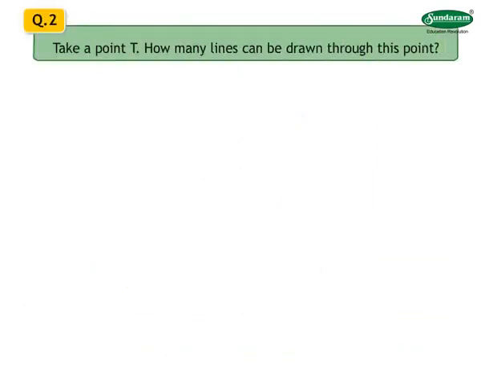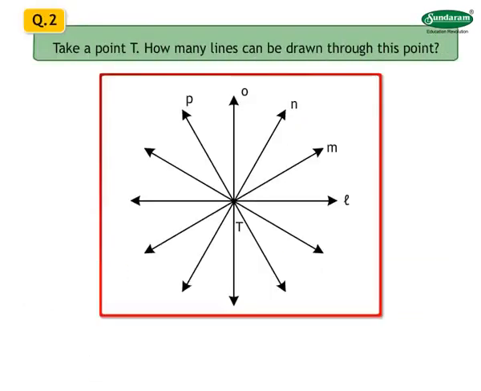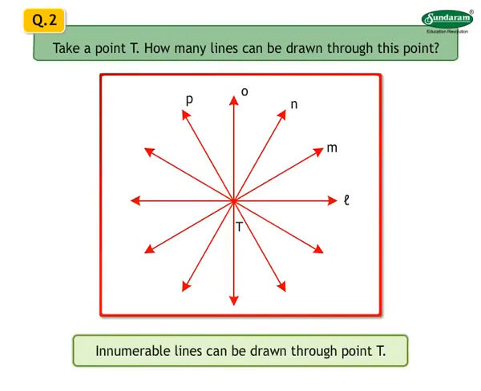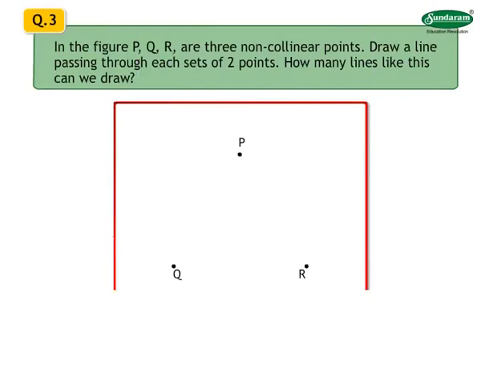Number 2. Take a point T. How many lines can be drawn through this point? Innumerable lines can be drawn through point T. Number 3. In the figure, P, Q, R are 3 non-collinear points. Draw a line passing through each set of 2 points. How many lines like this can we draw?